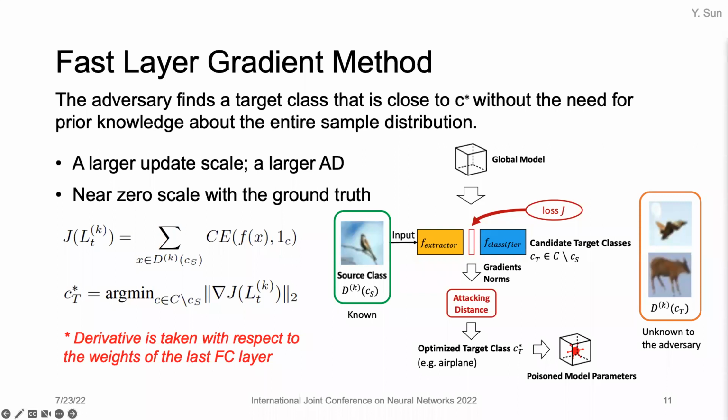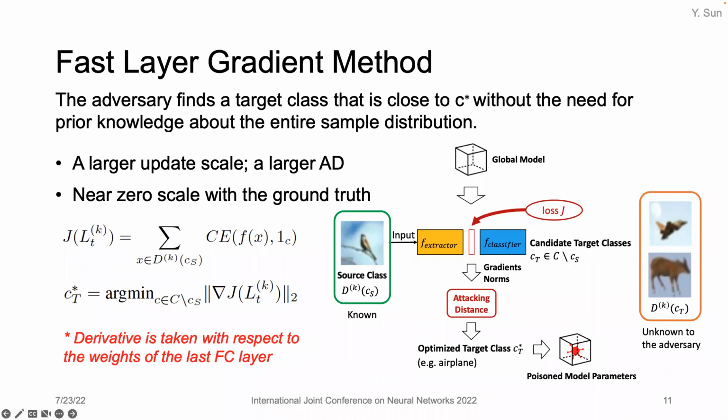To mount the attack, the adversary first inputs the source class samples into the local model and feeds forward to obtain the output of the model. The loss between the prediction and the assigned label is computed based on the cross entropy loss and back propagated to compute the update gradients. Then we take the derivative with respect to the weight parameters of the last fully connected layer.